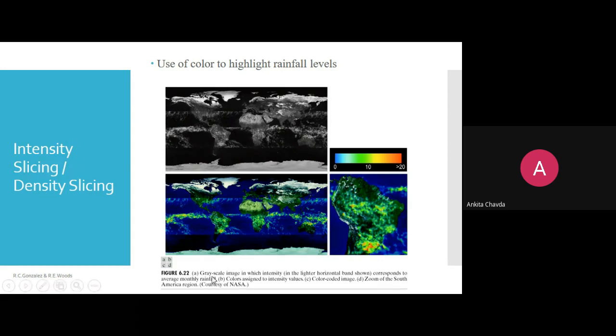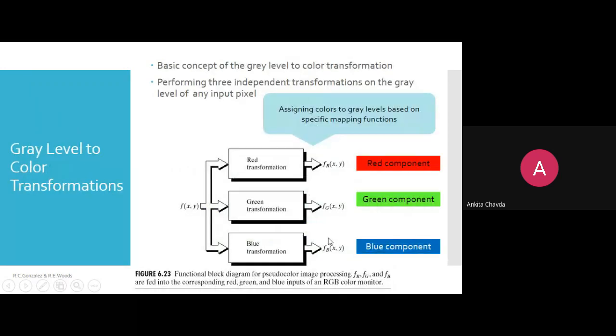Here, figure A is the grayscale image in which the intensity in the lighter horizontal band, right, corresponds to the average monthly rainfall. The second image is the color assigned to those intensity values. C is the color coded image, and D is a zoom of the South America region. Okay. This is one of the applications.